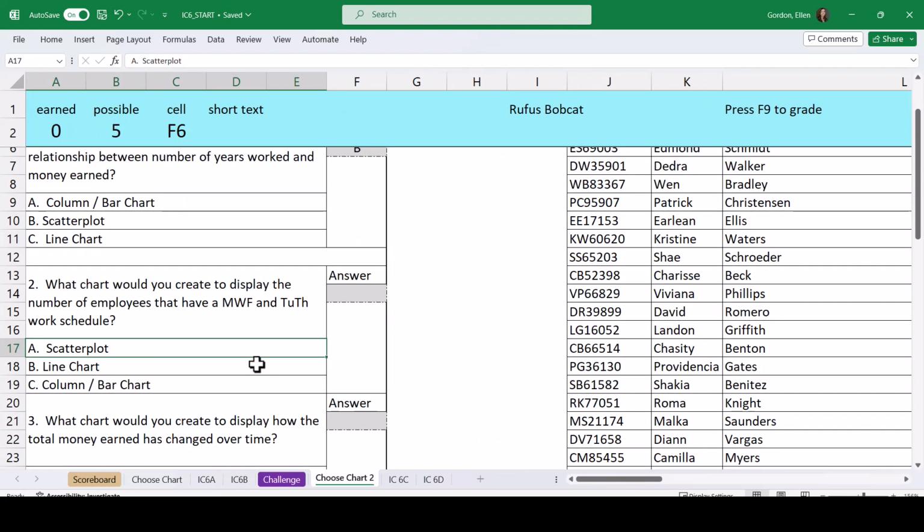So not a scatter plot. A scatter plot is two quantitative variables. Not a line chart. A line chart is how a quantitative variable changes over time. So that leaves us with a column or bar chart. And you can do a column or bar chart with just one qualitative variable. So that would be C.